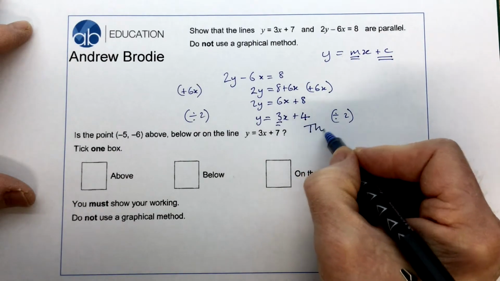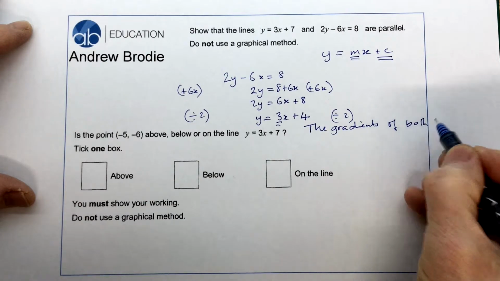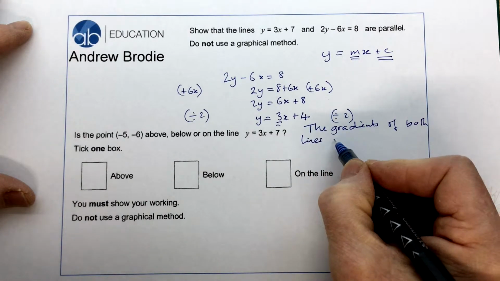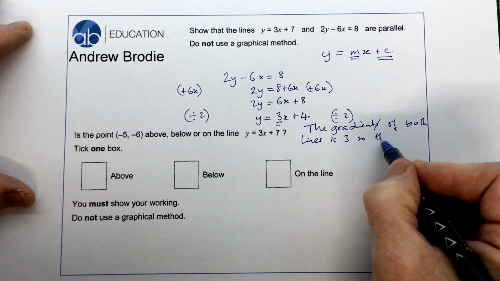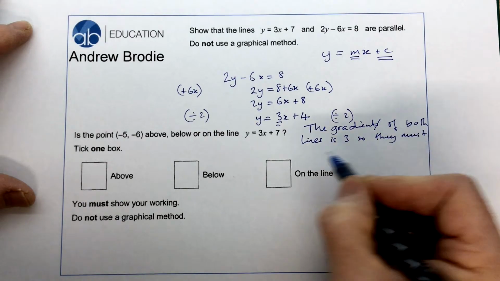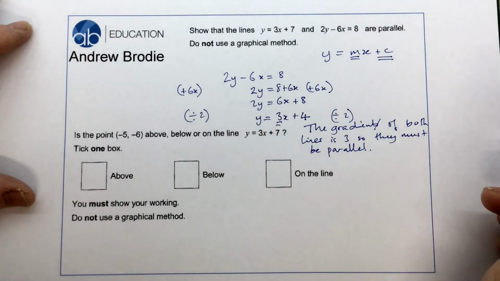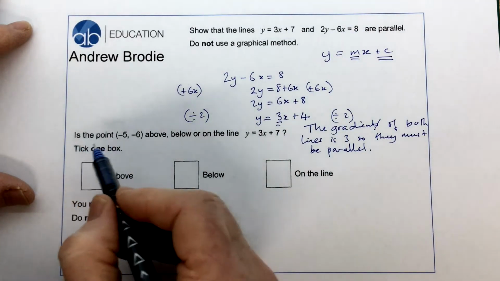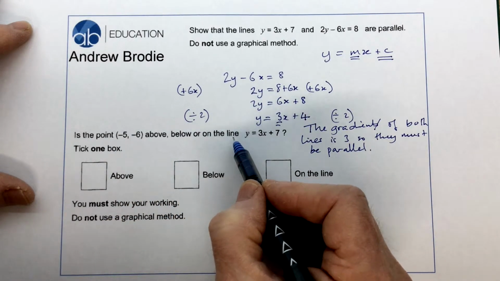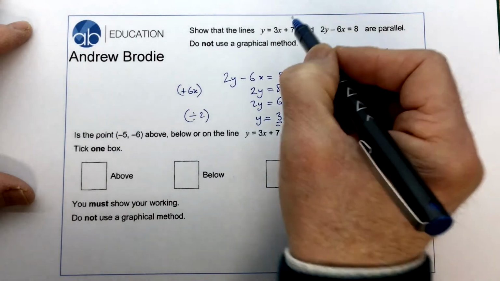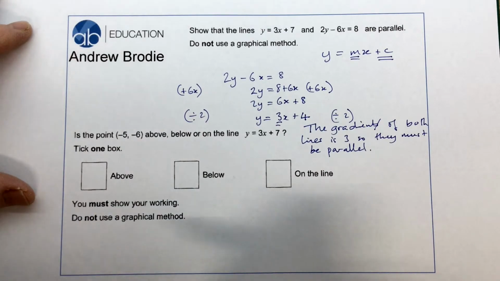So we can write the gradient of both lines is 3, so they must be parallel. So that's the first part of the question. And now let's look at the second part. Is the point -5, -6 above, below, or on the line y equals 3x plus 7? So we're looking at that line again. You must show your working, and again, we can't draw a graph.